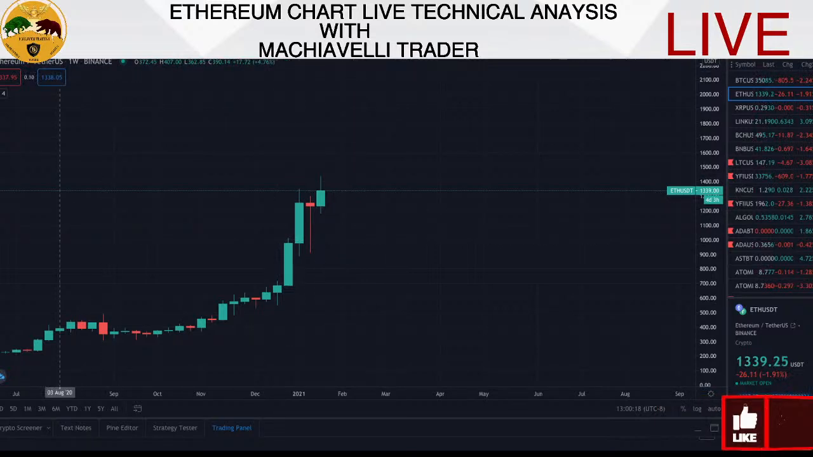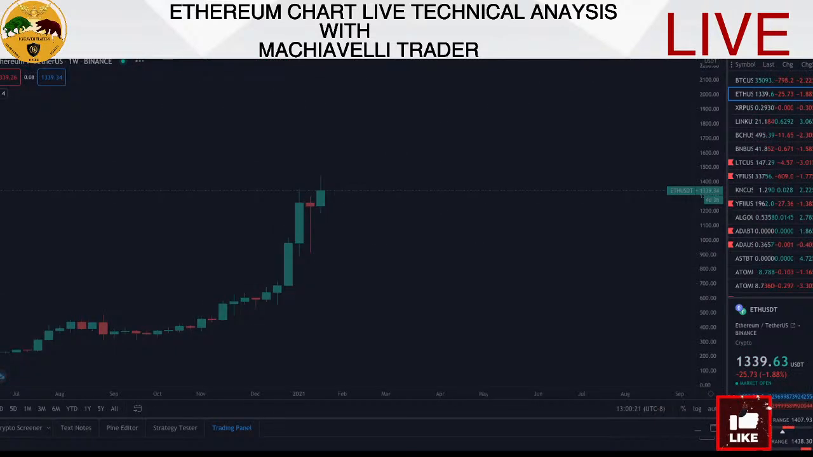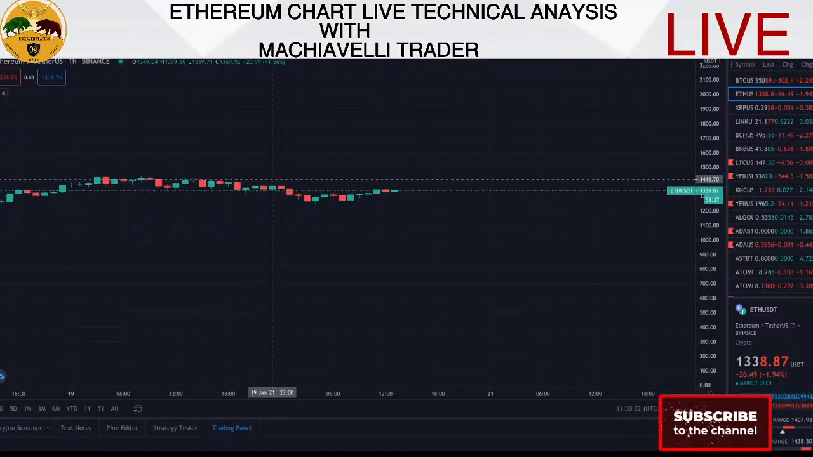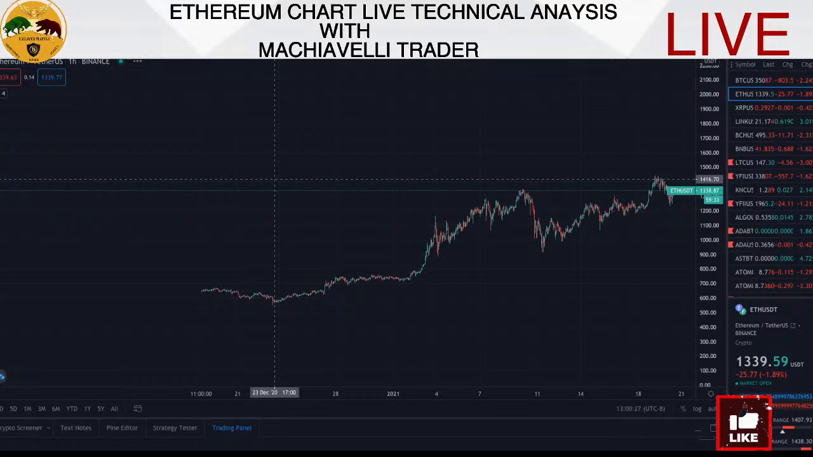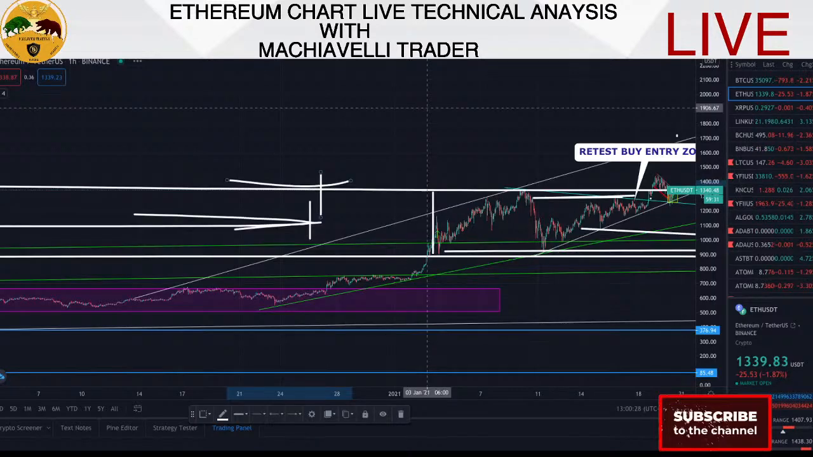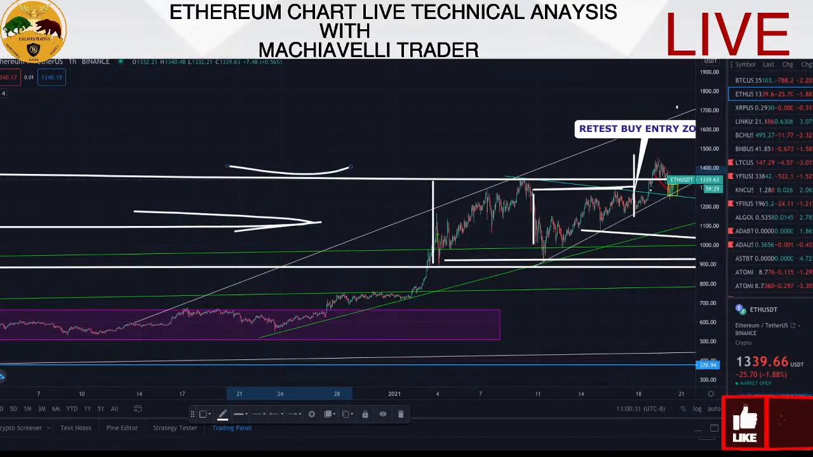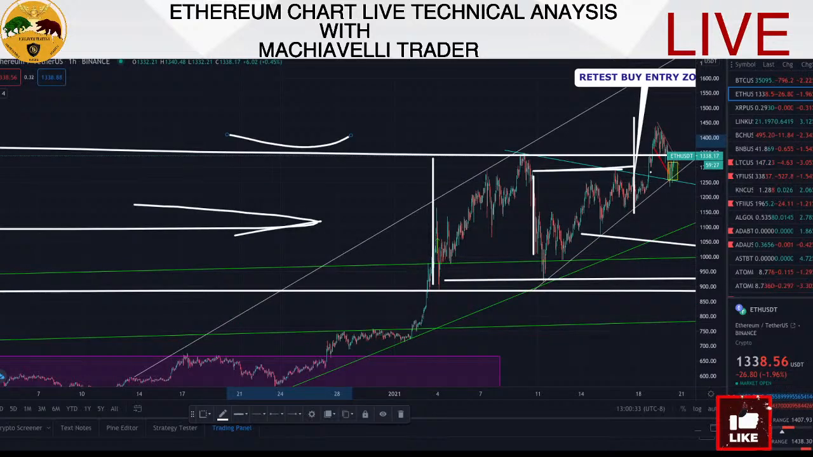So now let us go back to the hourly chart so that you see what I'm about to show you. So when price came back to retest, oh, that looks horrible. Let's clear all this.